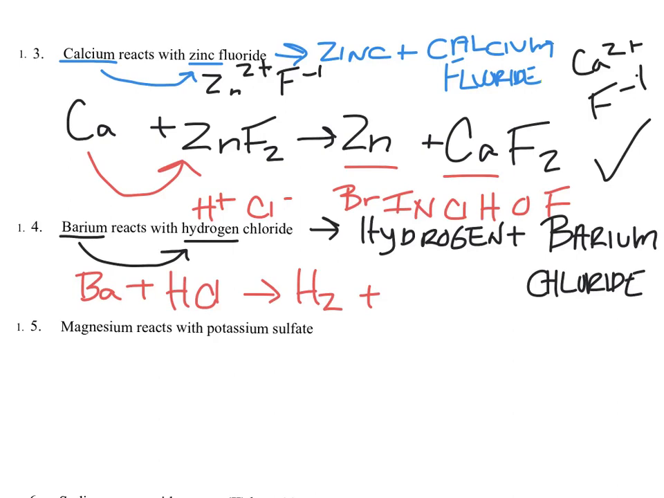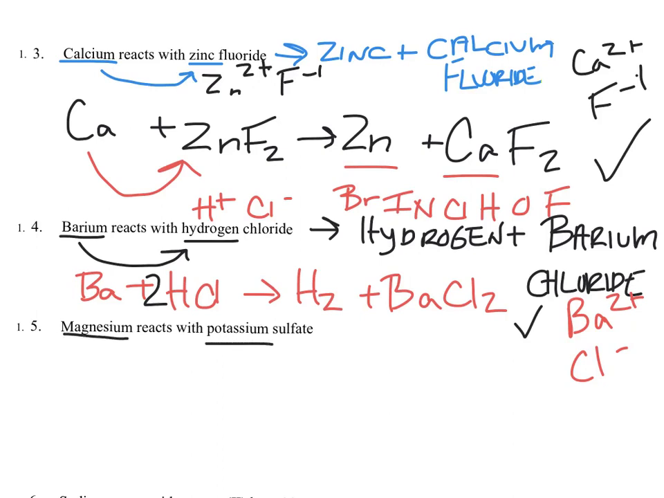All right, barium chloride, not a problem. Let's look at that. Barium is +2 and chlorine is -1, so therefore that's BaCl2. Perfect. Do we need to balance it? Absolutely. 2 hydrogens, 2 chlorines. Let me throw a 2 in there, and now we are balanced. Excellent.